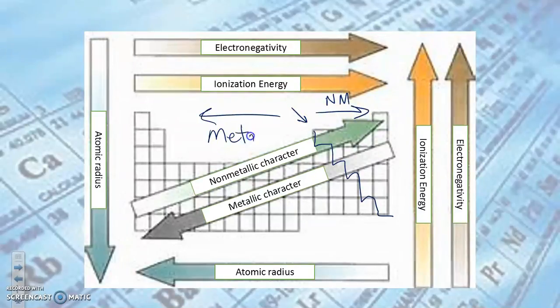The further you get away from the staircase, the more, as you go this way across the periodic table, it becomes more and more nonmetallic in character, and as you go this way on the periodic table, it becomes more and more metallic in character. Then there's one last thing that we have to talk about.